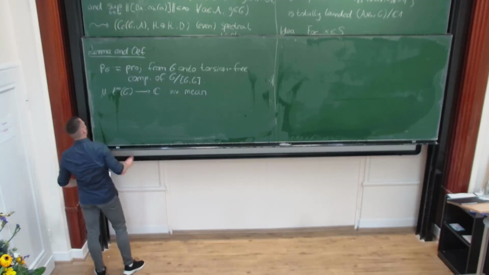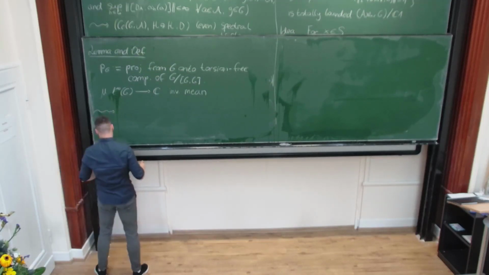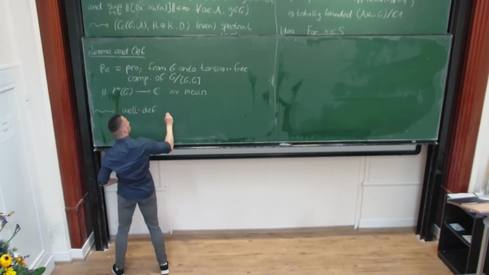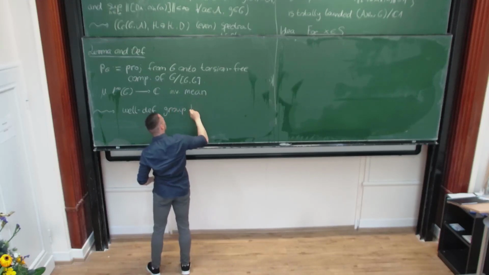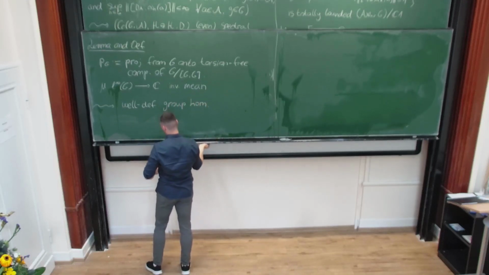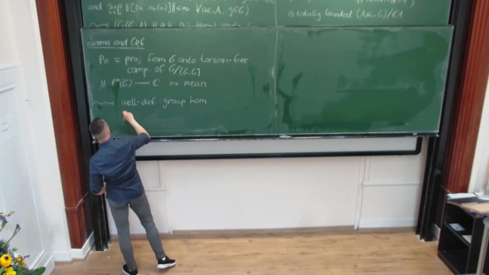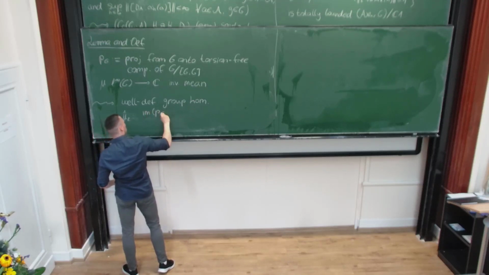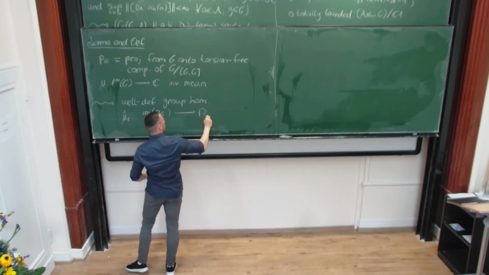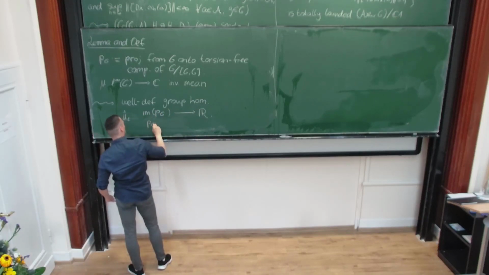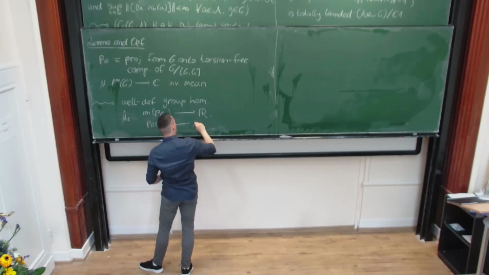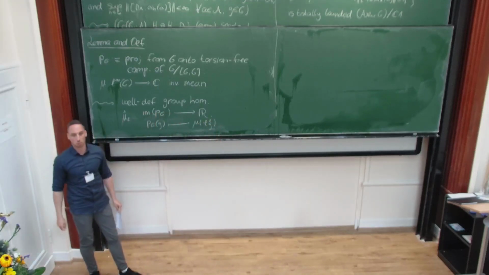And then by using these ingredients, you get a well-defined group homomorphism, which looks like this. That's denoted by mu L hat, which goes from the image of P_G to the real numbers, which sends an element of the form P_G of g to mu of phi_GL, where these phi_GLs are these maps from before.